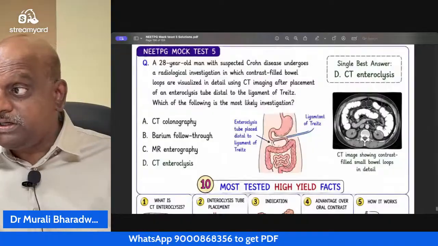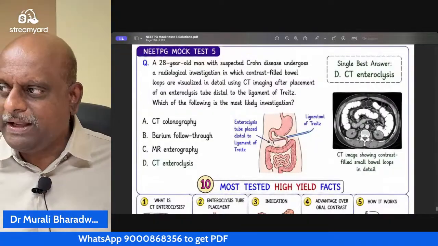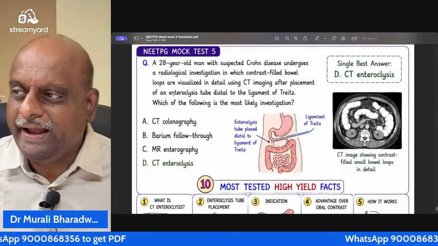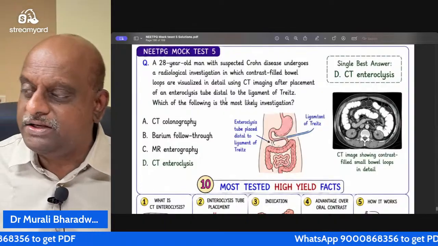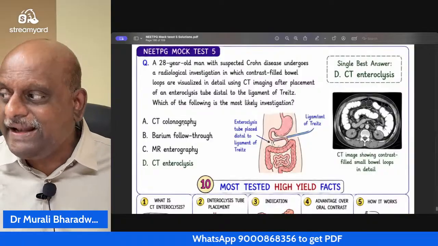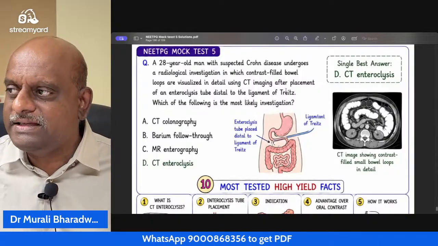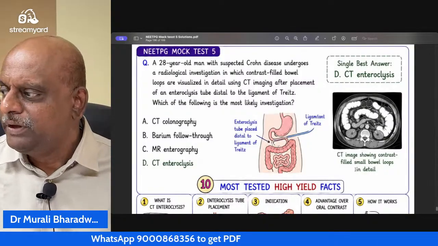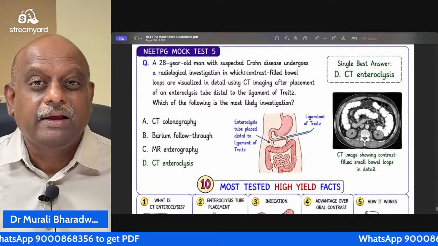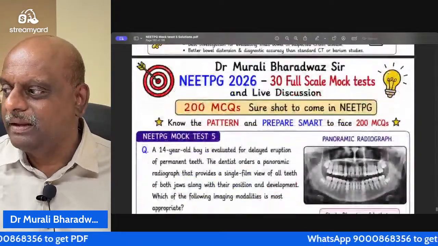28-year-old with Crohn's disease, typically CT imaging after placement of an enteroclysis tube distal to the ligament of Treitz. So CT enteroclysis is the best way to investigate Crohn's disease.